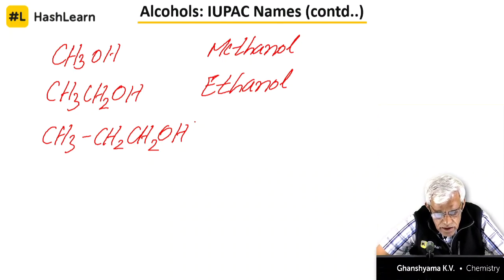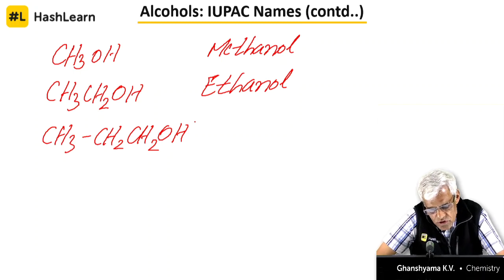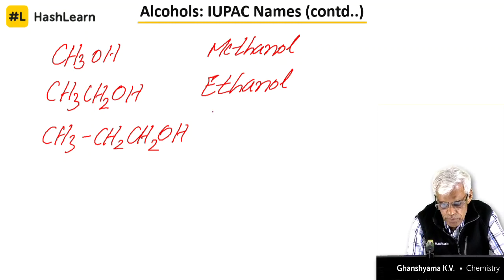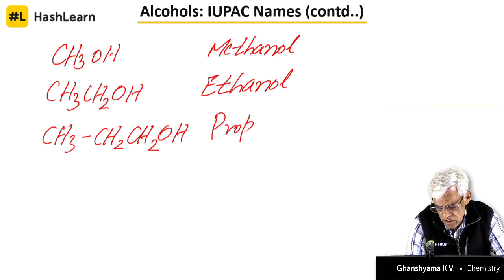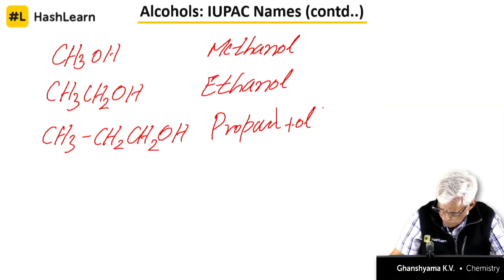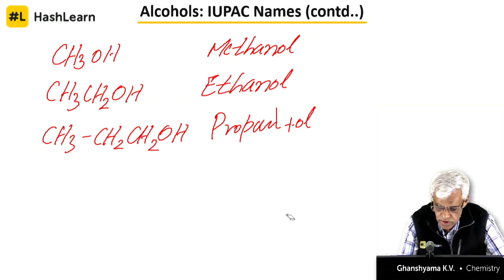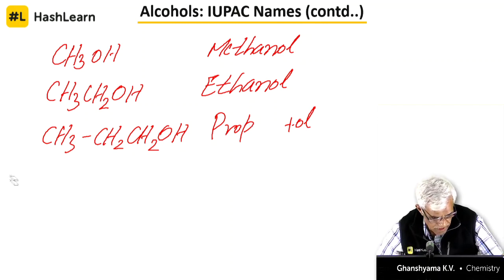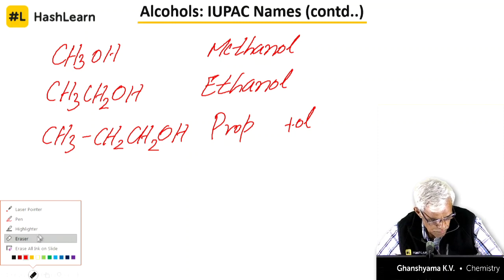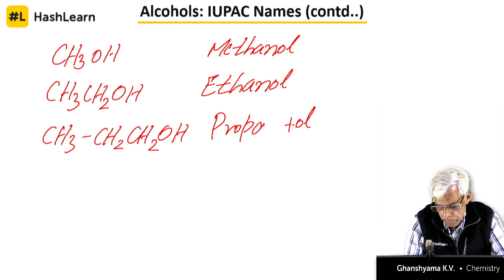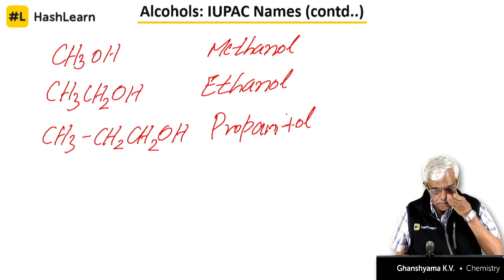All of you are answering propanol. It is wrong. That is why I said you should know the basic things. Do not neglect the basic thing. From propane onward, three carbon atoms onwards, isomerism exists. Therefore, you should say this as propan-1-ol. So, it is not just propanol, it is propan-1-ol.